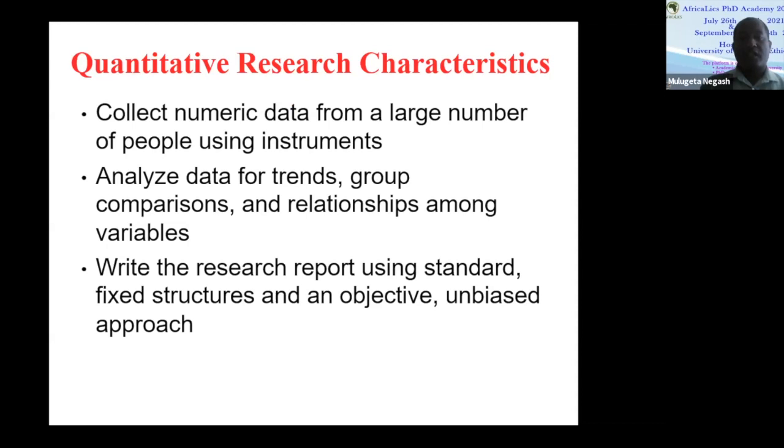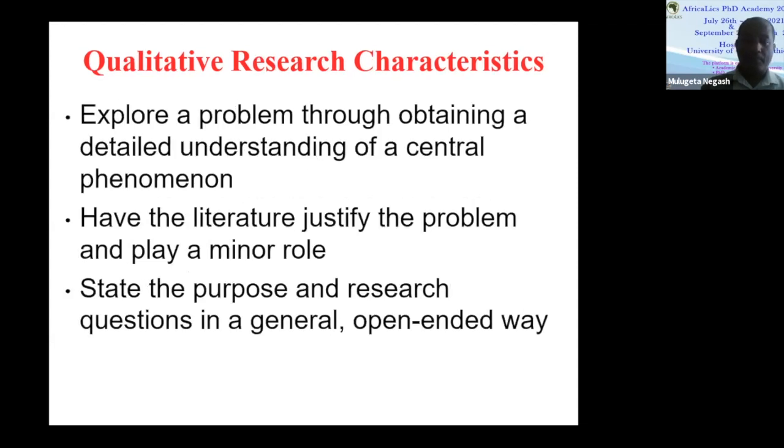In quantitative research, additionally, we collect numeric data from a large number of people using instruments, survey instruments, or the instrument might be experiments, and we analyze data for trends. It might analyze data for comparing groups, on the basis of income, sex, race, whatever. It also wants to see the relationship among variables. In quantitative research, we also write the research report using a standardized, fixed structure and an objective and unbiased approach.